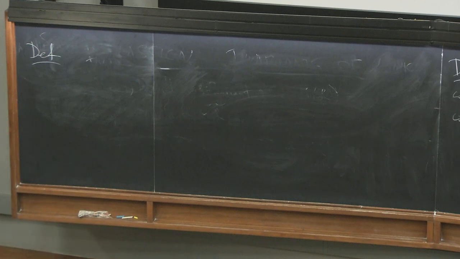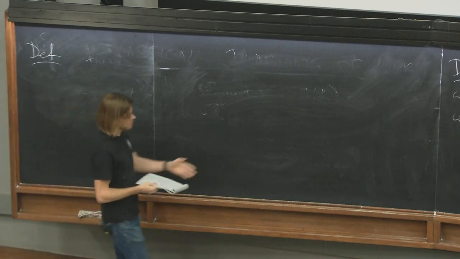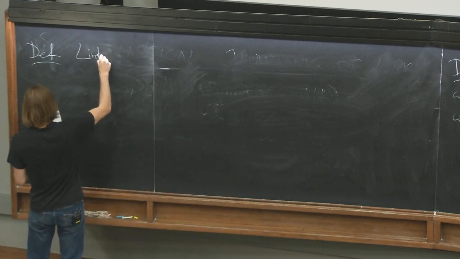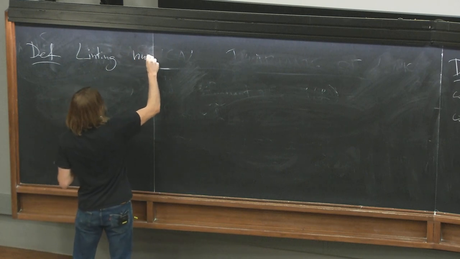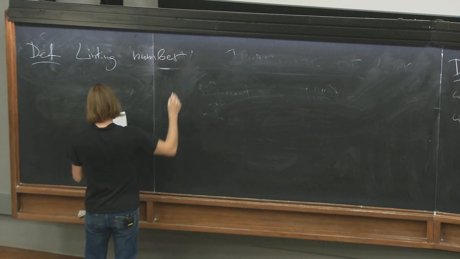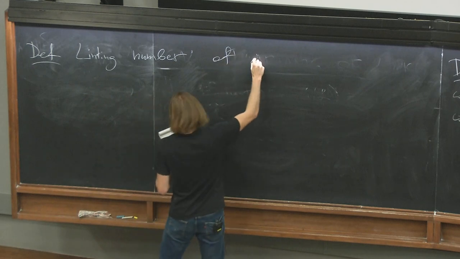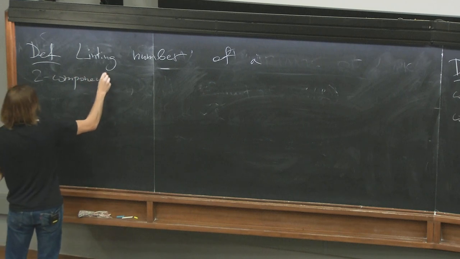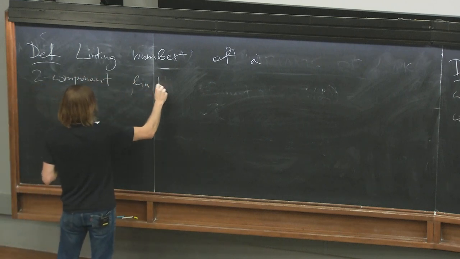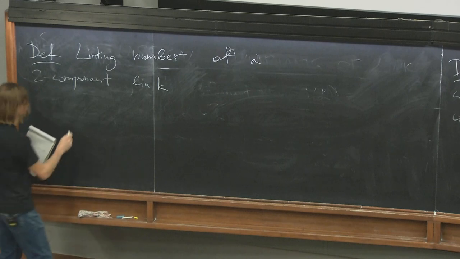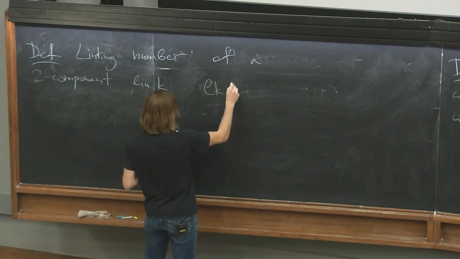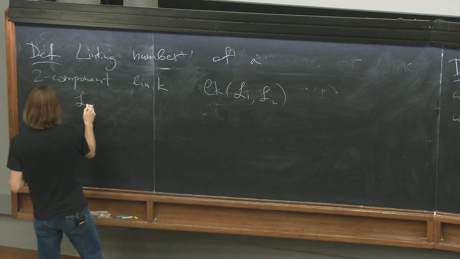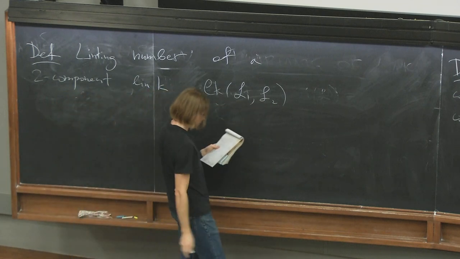Then again, the simplest possible link invariant can be defined in terms of this Seifert surface as follows. Many of you are probably familiar with this. The linking number of a two-component link. Again, all our links are oriented here. It is defined as follows. It is denoted by LK(L1, L2). So my link has two components, L1 and L2.